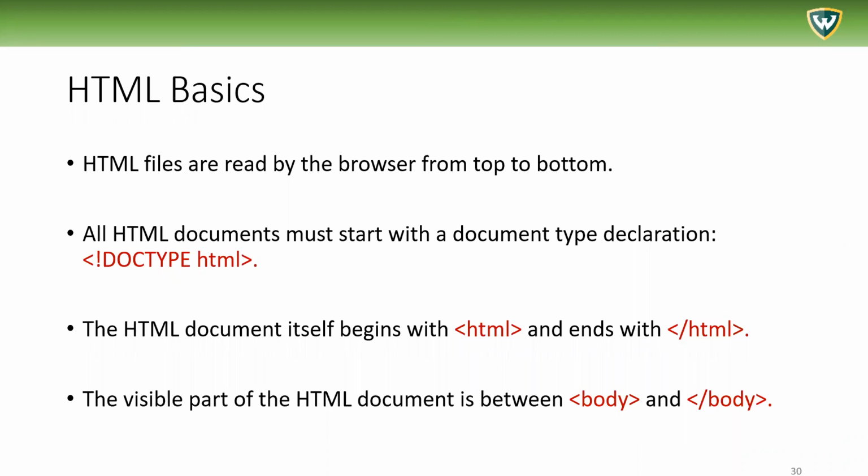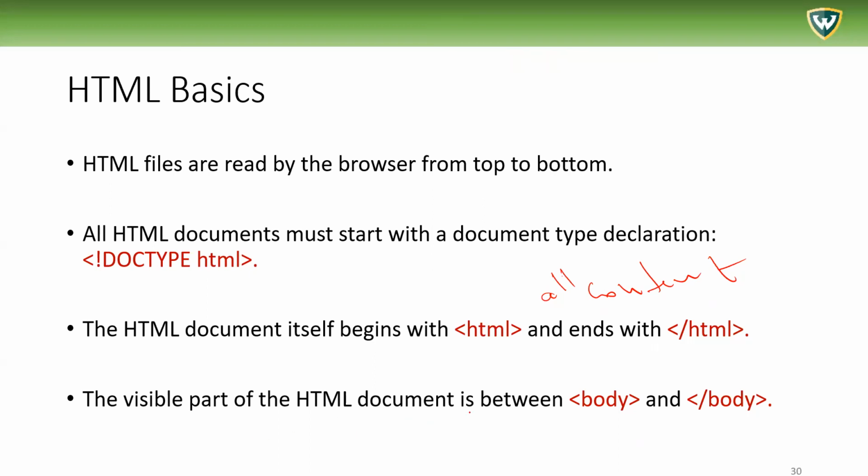So let's go into a little bit of HTML basics. HTML files are read by the browser from top to bottom. All HTML documents must start with a document type declaration. It just looks like this. You add that line at the beginning of the document, and the browser will understand that it's an HTML document. The HTML document itself begins with the html tag and ends with the closing html tag. All content goes in here.